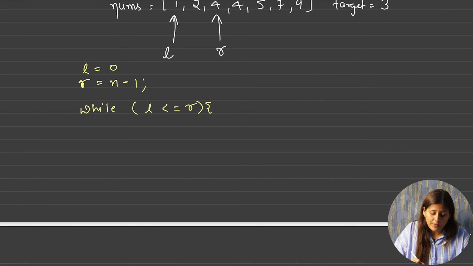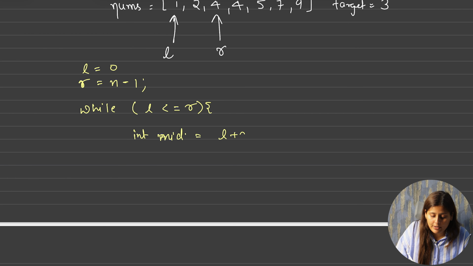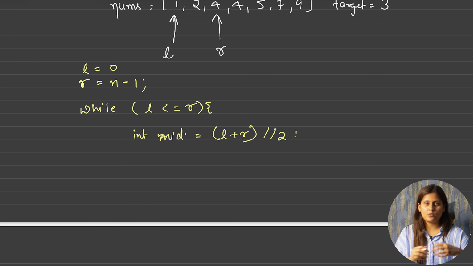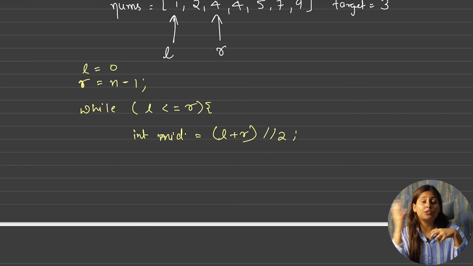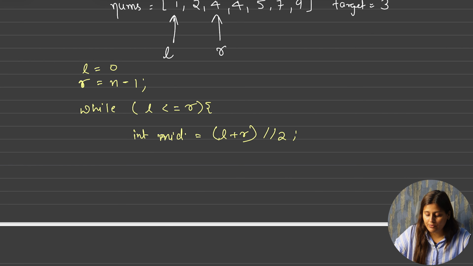Now what do I want to do? I want to first calculate my mid element. We can create it in two ways, if you know. Left plus right divided by 2, correct? When it is in the integer range, that works. But when right is so big that it can go beyond the integer limit, then in that case we write it like this: left plus right minus left, divided by 2.